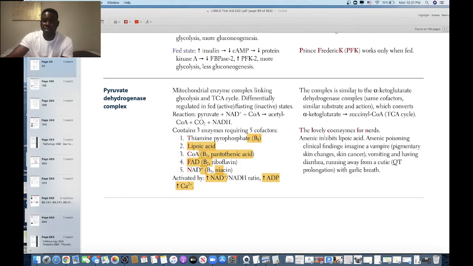The complex is similar to the alpha ketoglutarate dehydrogenase complex that we saw in the TCA cycle. We see alpha ketoglutarate over there. So at the end, we have to really take glycolysis and treat it separately, and we have to take the TCA cycle and treat it also separately.